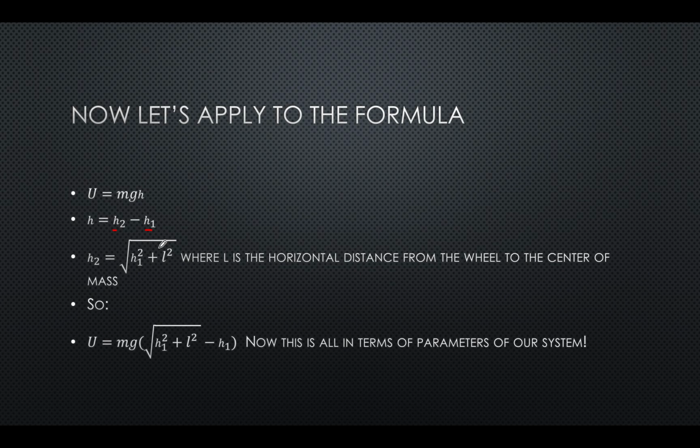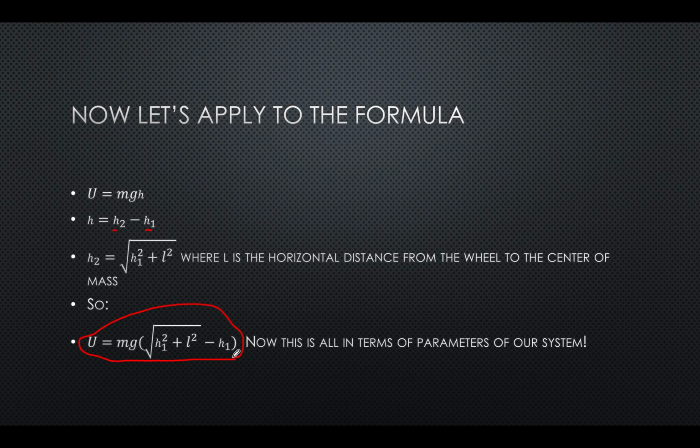Now if we substitute all of that back in, we get this formula, where the potential energy is simply a function of the position of the center of mass. Now this is exactly what we want. We've gotten our potential energy all in terms of parameters of our system. In the spreadsheet, you'll find that you can just input the location of your center of mass and it will automatically determine the potential energy for you.